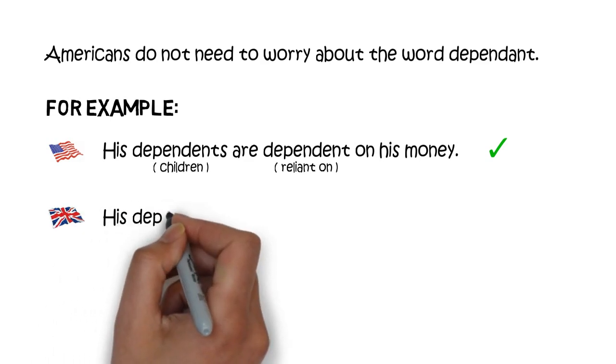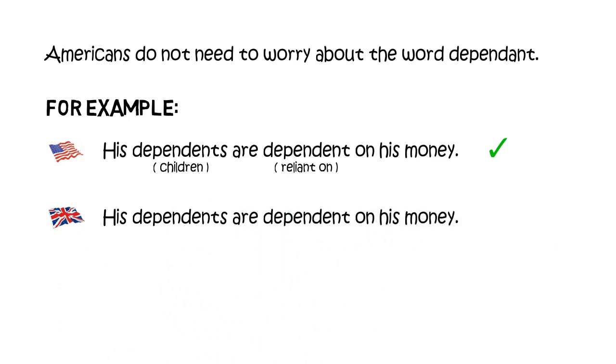Now, for Brits, this would be wrong, because Brits need to write dependants for the children or spouse. So the person is dependant with an A.